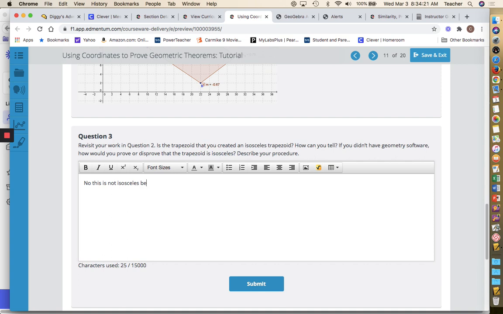How can you tell? Oh, okay, so because the legs are different in length. All right, so if I didn't have GeoGebra, I would just do the distance formula. And again, it would prove that these are not the same length. So distance formula would prove these are not equal in length. Now remember, ACT, they like to use the word length, they like to use the word measure, they like to use the word distance. They all mean the same thing.